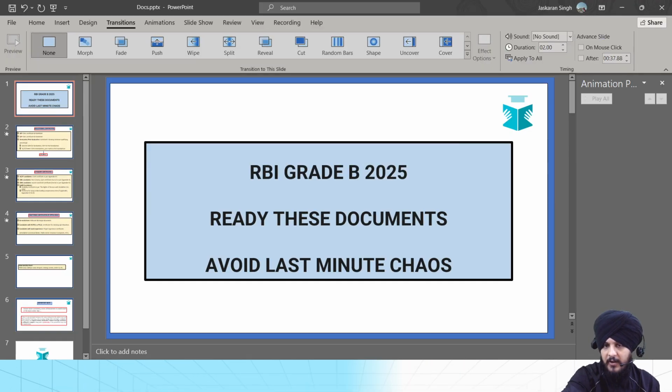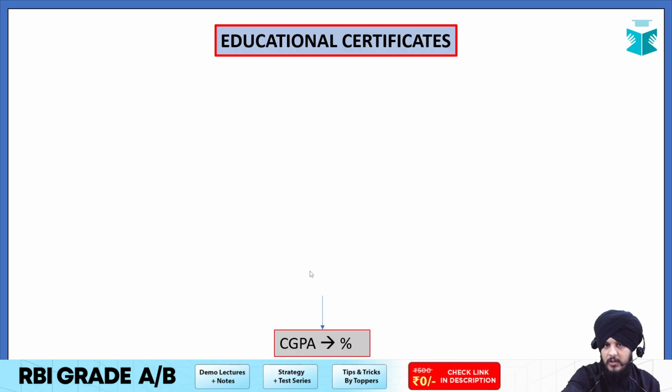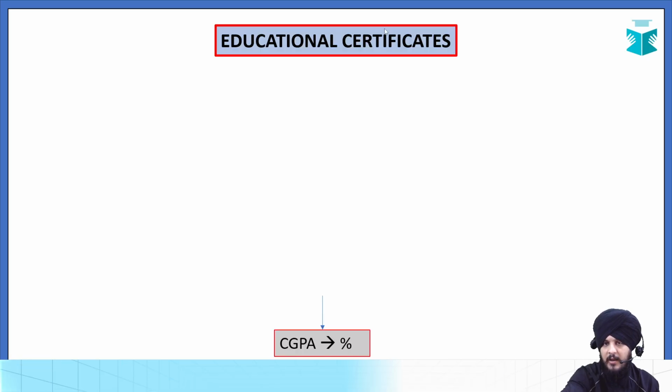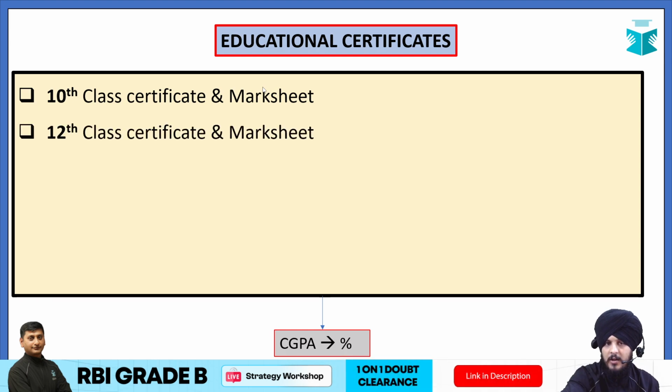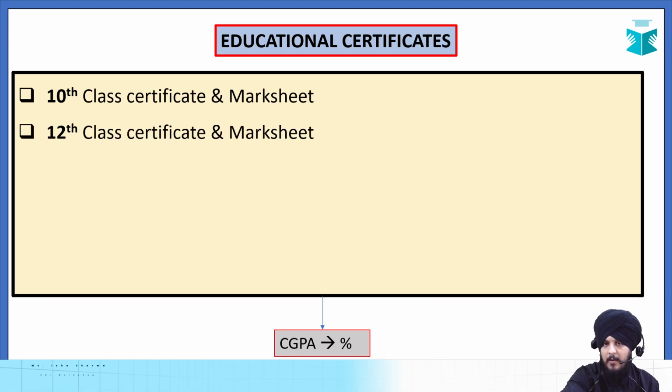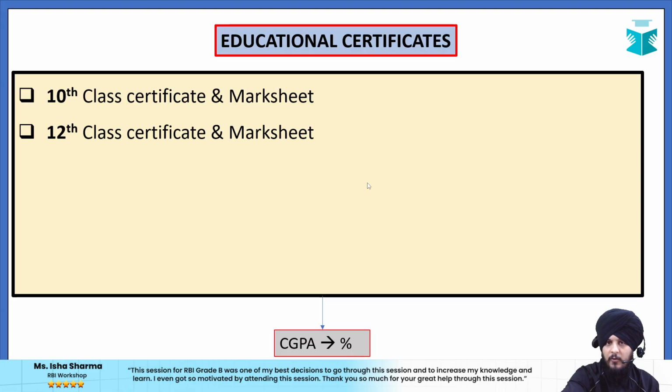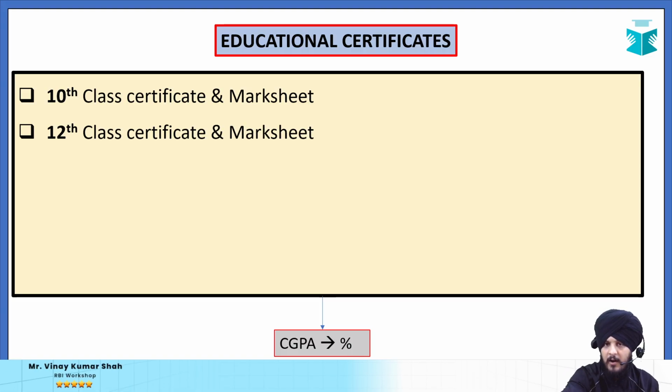Now coming back to the video, let us talk about these documents. First of all, you need to carry educational certificates, which include your 10th class certificate and mark sheet, and also your 12th class certificate and mark sheet. Why is it needed? Because when you apply for the RBI Grade B post, while filling the form you will have to enter your marks, and during the interview stage also you will have to carry these documents.